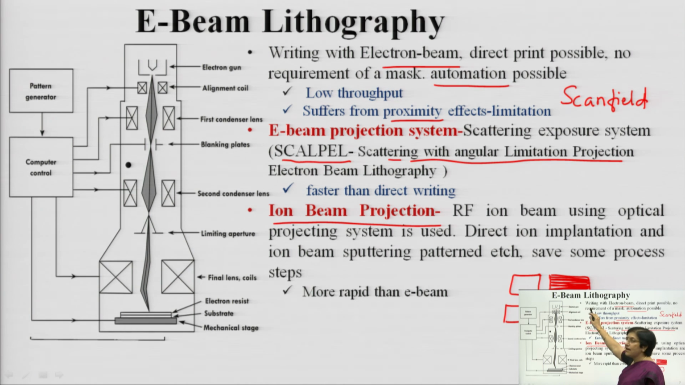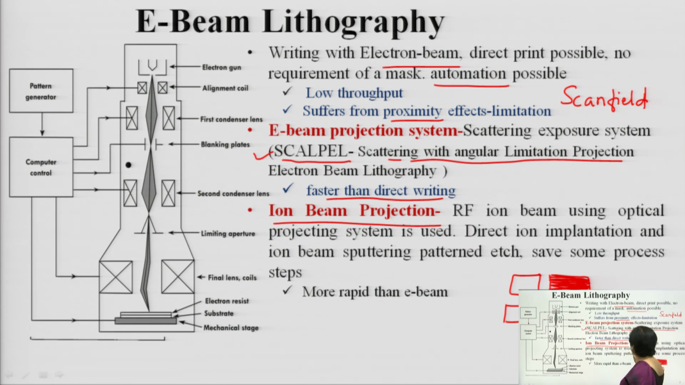It is a very precise, very good thing. The main problem area to be targeted is that you do not have uniform exposure for the entire area, especially if the areas are very small, and secondly if the patterns are very closely spaced, then also you have the proximity effects. Improving on that, this angular limited projection system is faster than the direct writing.